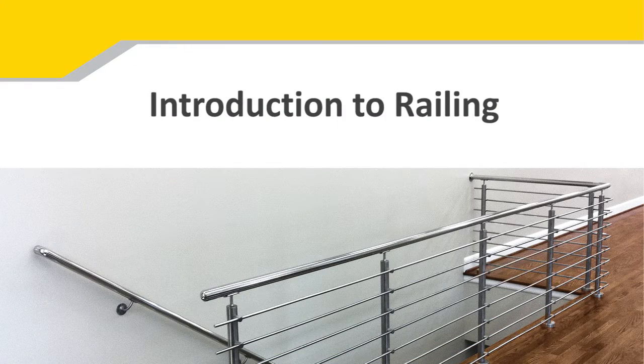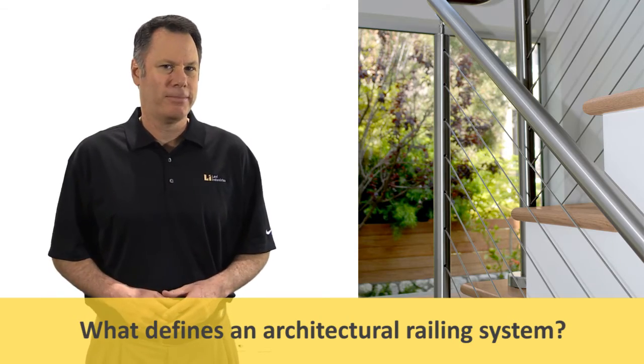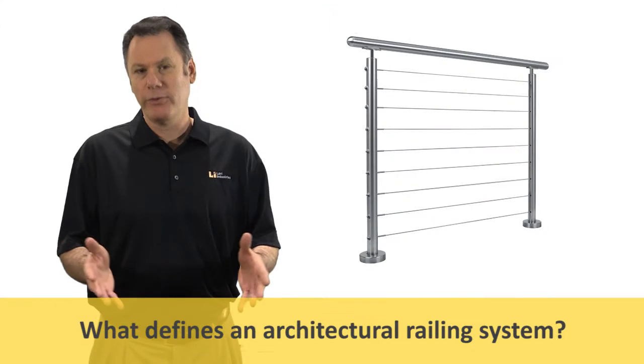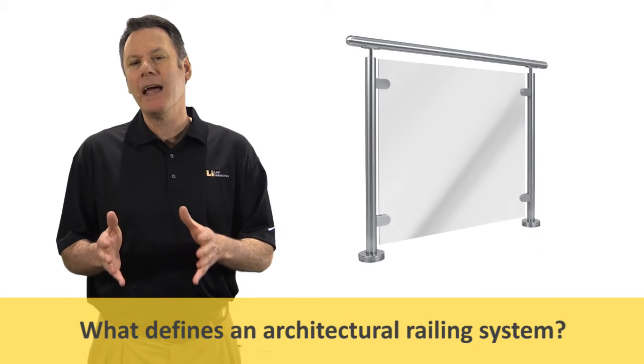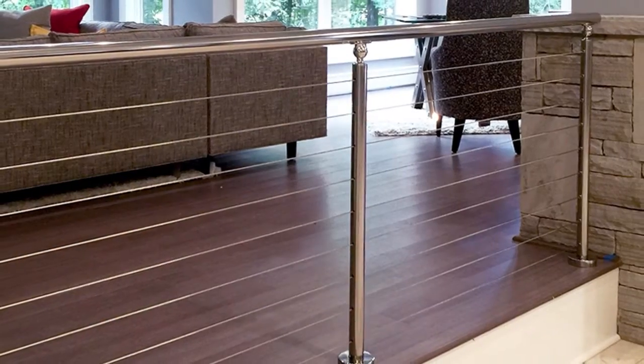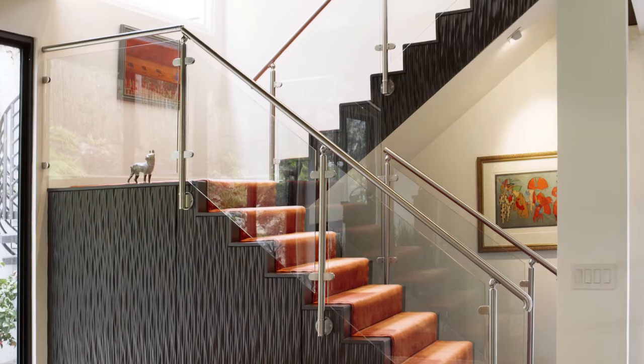Introduction to railing. What defines an architectural railing system? A railing system is a combination of any number of horizontal, vertical, or inclined members or panels that together create a framework that's located at the edge of a floor opening, stair flight, ramp, or platform.